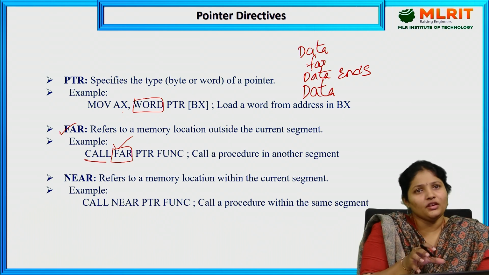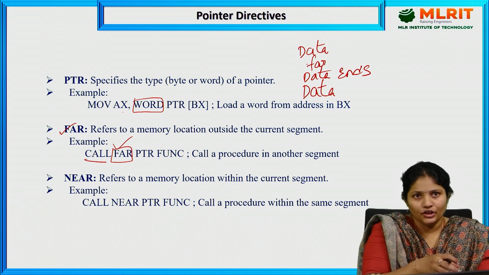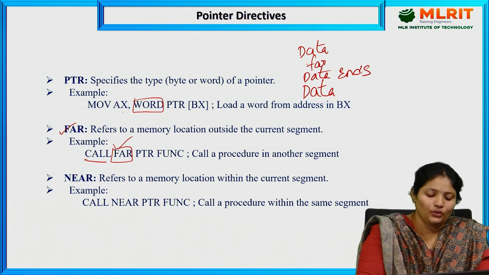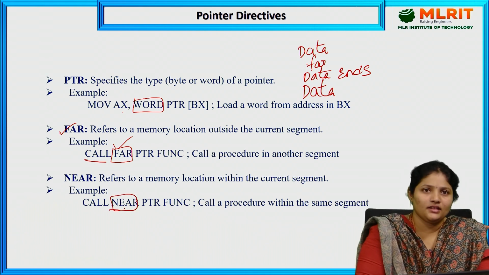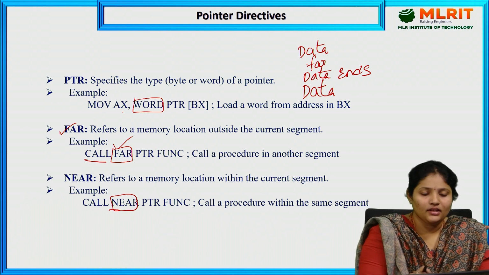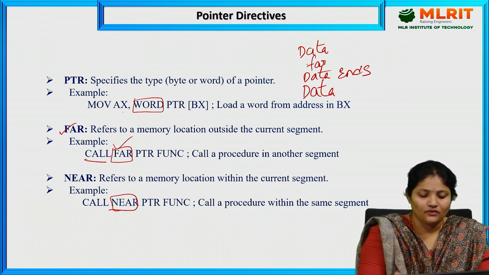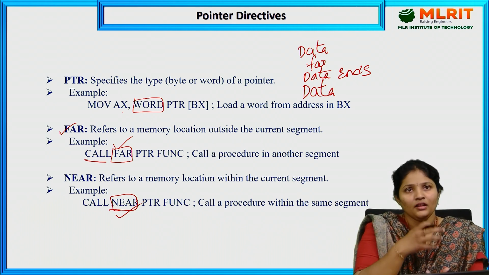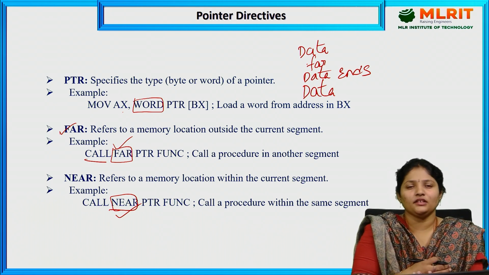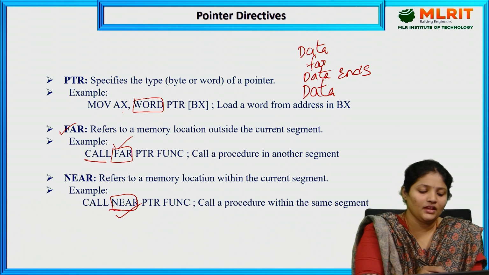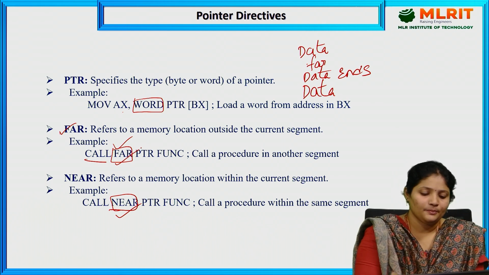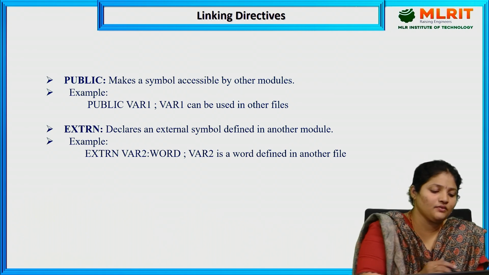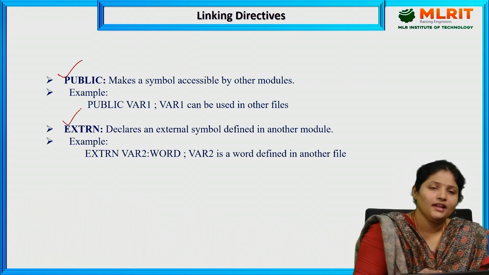When the subprogram which we want to execute in this main program is within the same segment, then you can use the near assembler directive. So this is the difference between far and near. Within the same segment, you can use near. If the subprogram which we need to execute belongs to another segment, then we will call it far. So coming to the linking directives, there are two linking directives, which are public and external.